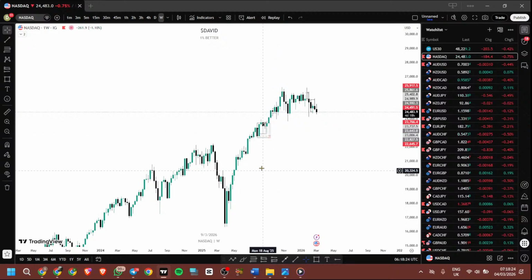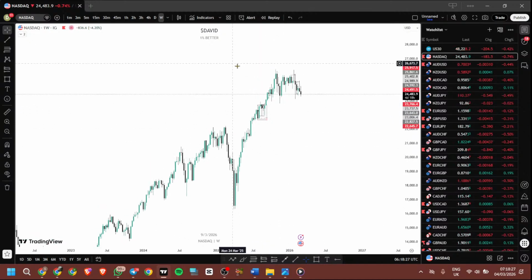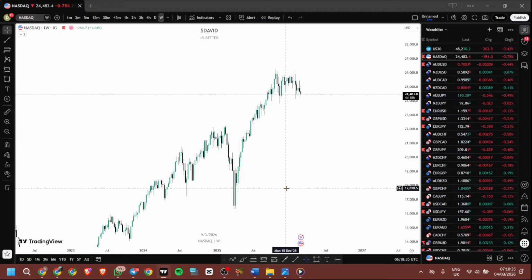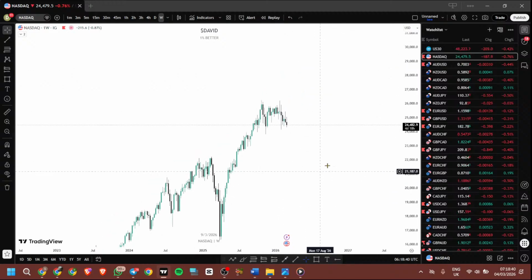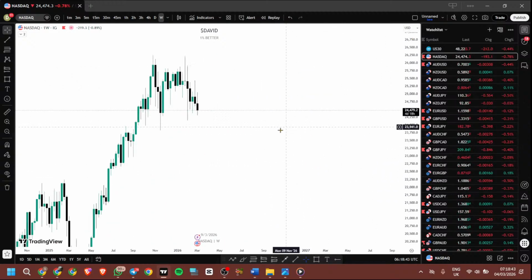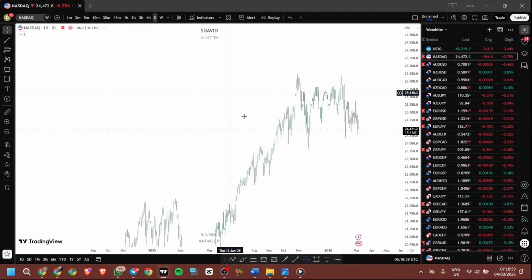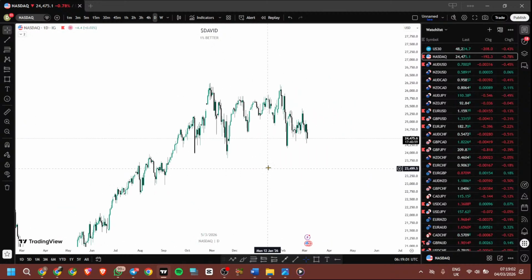I missed the setup here. So let me just delete everything I've done previously on Nasdaq, US 100, whichever you can call it. This has been the most recent week of Nasdaq from September to March, right? So let's go on a daily time frame now. So this has been Nasdaq.